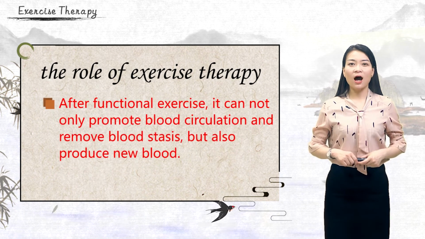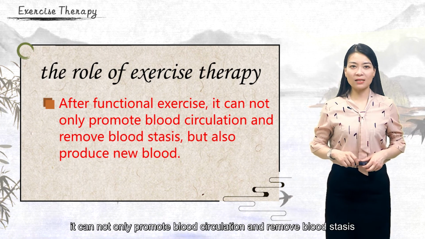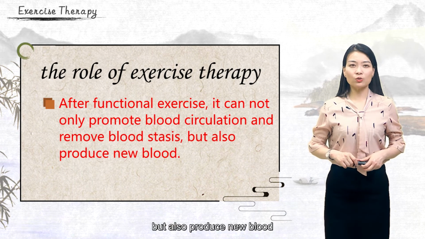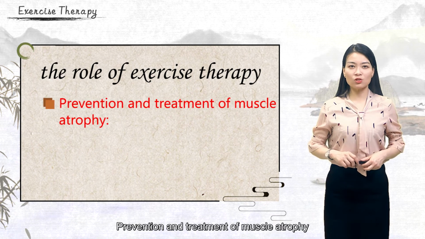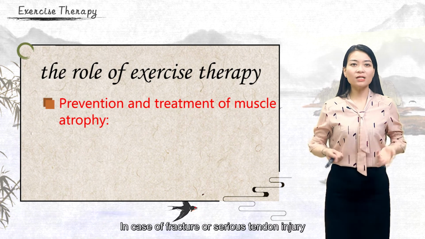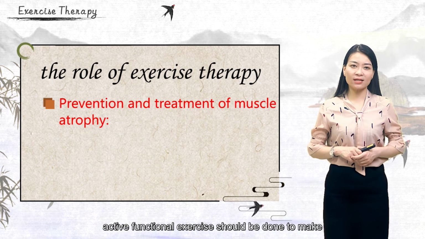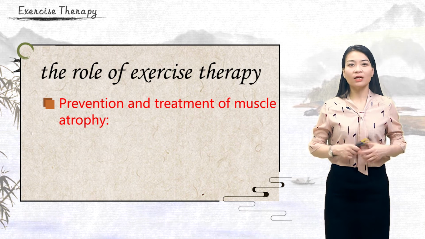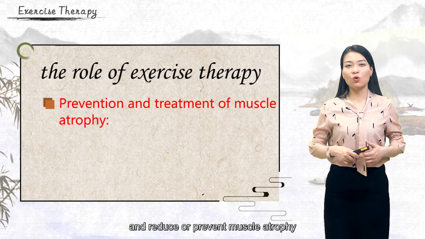The third, after functional exercises, it can not only promote blood circulation and remove blood stasis, but also produce new blood. The fourth, prevention and treatment of muscle atrophy. In case of fracture or serious tendon injury, active functional exercises should be done to make the soft tissue injury repair fast, heal firmly and function well, and reduce or prevent muscle atrophy.